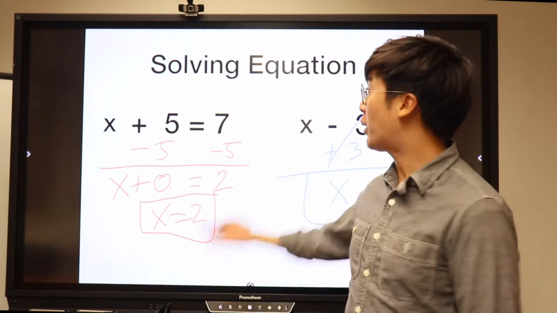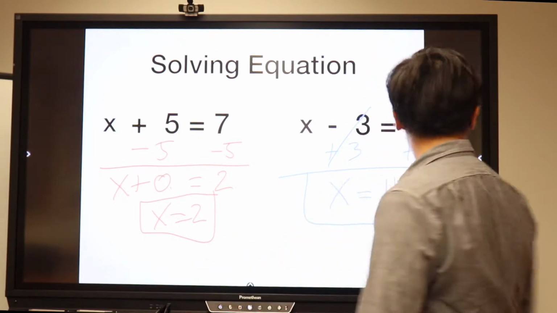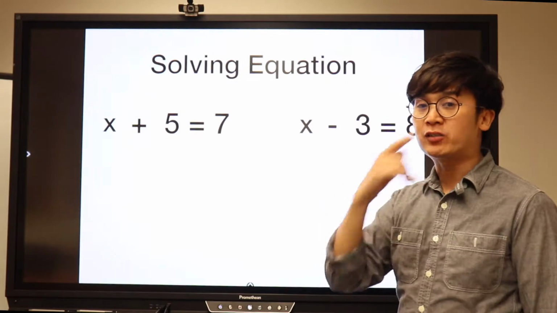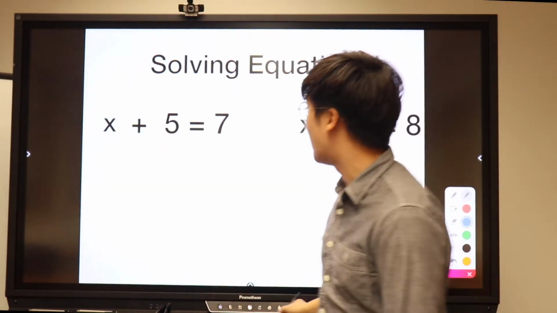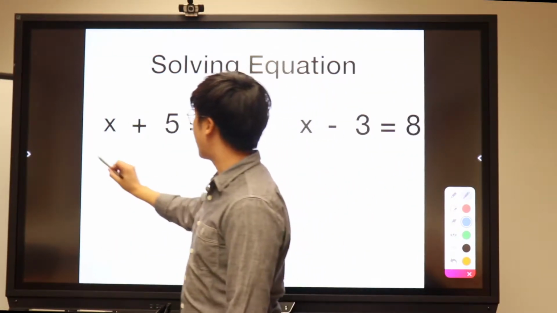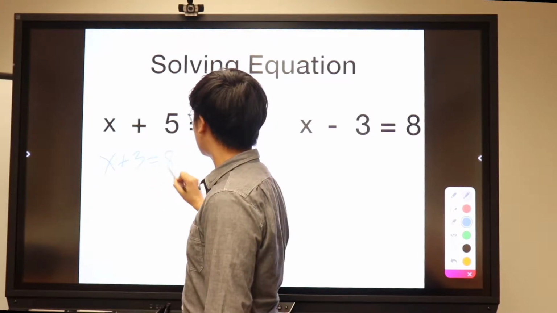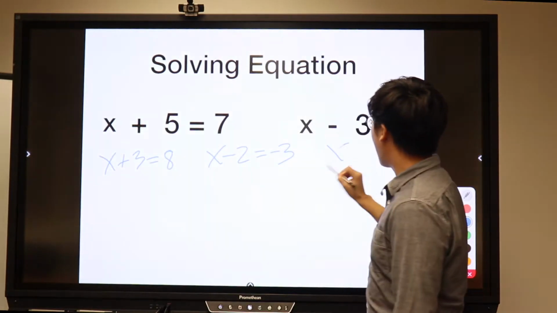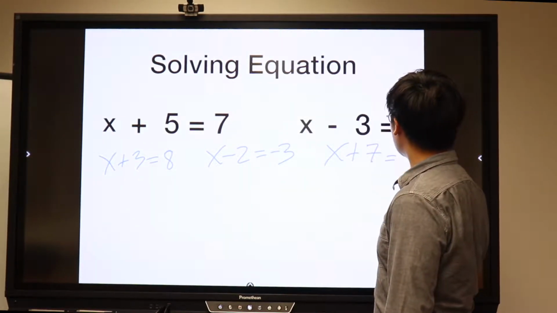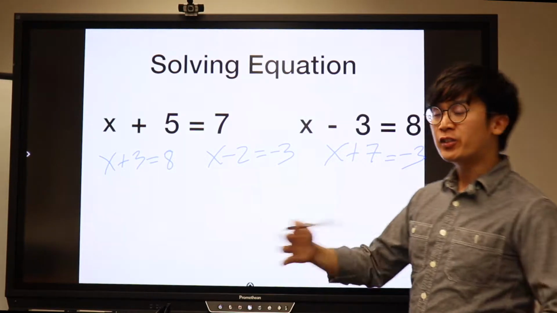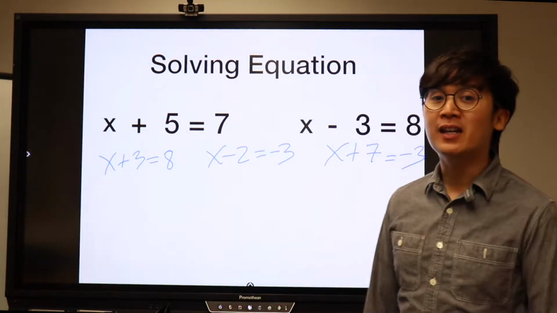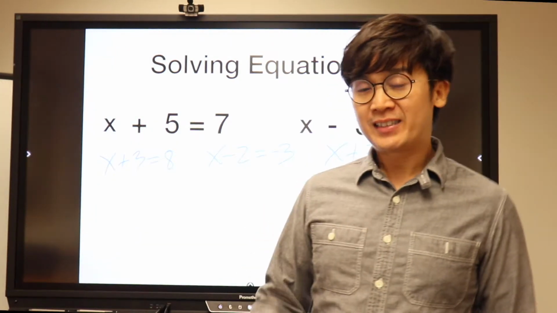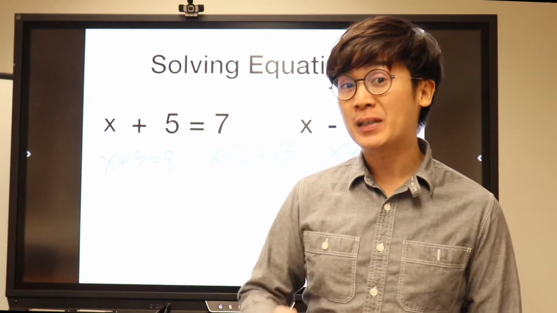And then after showing them 2 examples, I will ask them to work on similar problems before I proceed to the multiplicative inverse. So I will give them similar problems like x plus 3 is equal to 8, or x minus 2 is equal to negative 3, or x plus 7 equals negative 3. So I will let them practice problems similar to this one, and then I will tell them the value of repetition in mathematics.